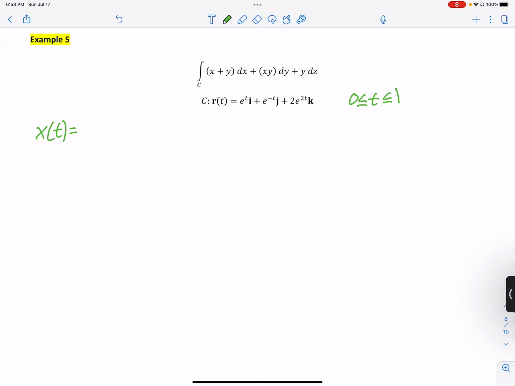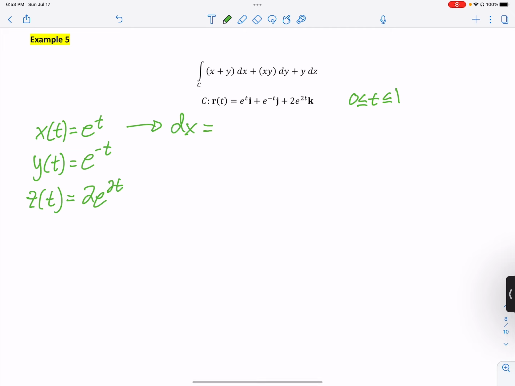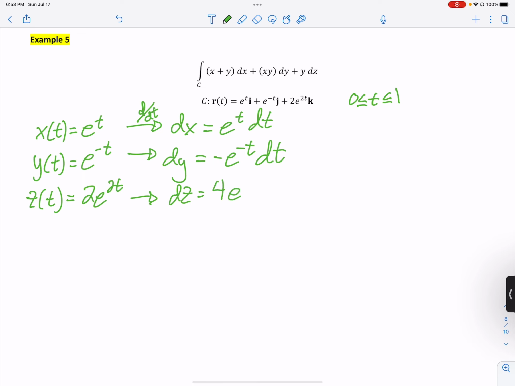x of t is e to the t. y of t is e to the negative t. And then z of t is equal to 2e to the 2t. All right, we can use this to get dx's and dy's. dx then is e to the t dt. This one is dy. dy is going to be negative e to the negative t dt if we take the derivative. And then this last one, dz is 4e to the 2t dt.